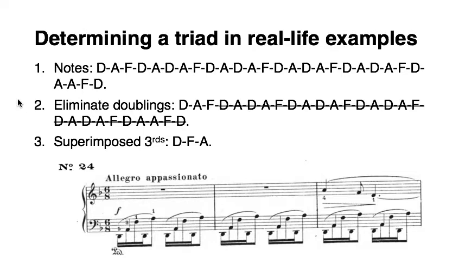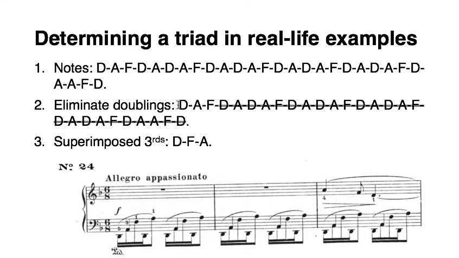So you tally up all of the notes: D, A, F, D, A. Always being mindful of the key signature. It's indicating for us that there's a B flat. D, A, F, D, A, etc. And then you cross out all of the notes that are repeated, and sure enough, you end up with 3: D, A, and F.